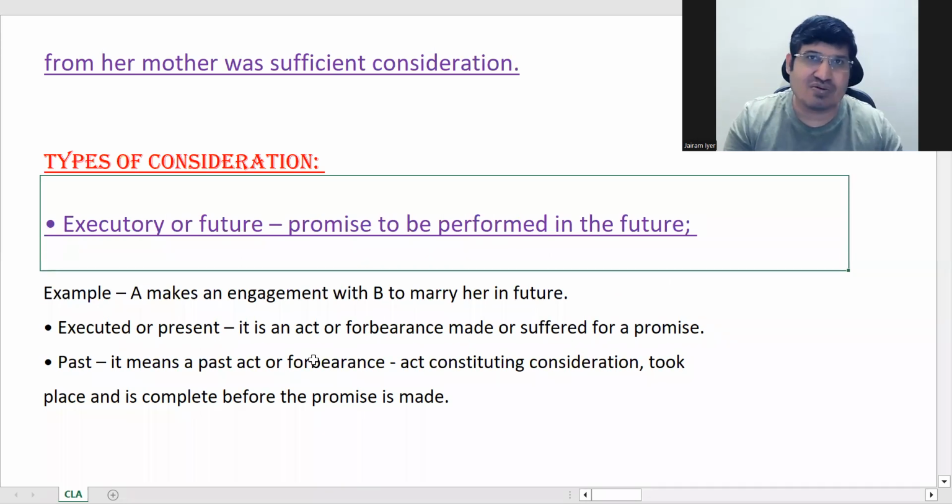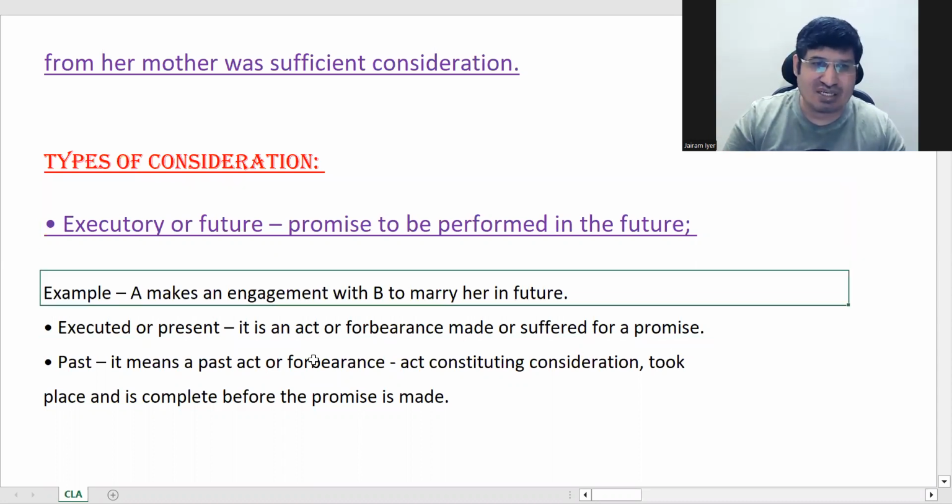That is, you have performed your part. For example, you have paid for the rice. The shopkeeper will deliver after 2 days. So basically, your consideration is present, and the shopkeeper's consideration is executory or future.